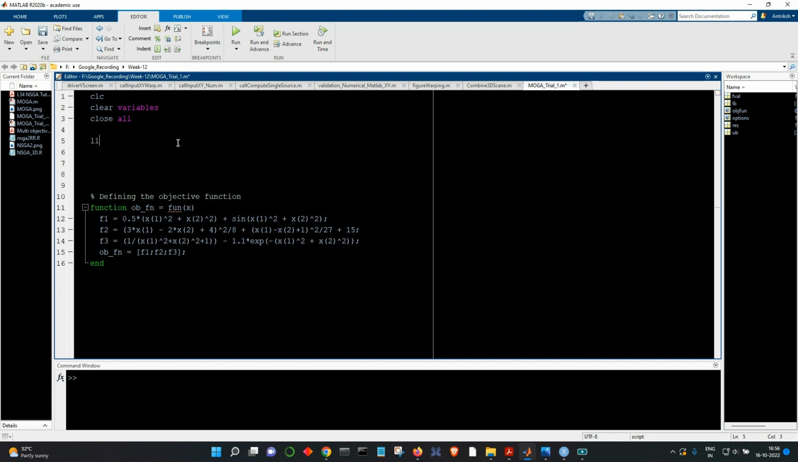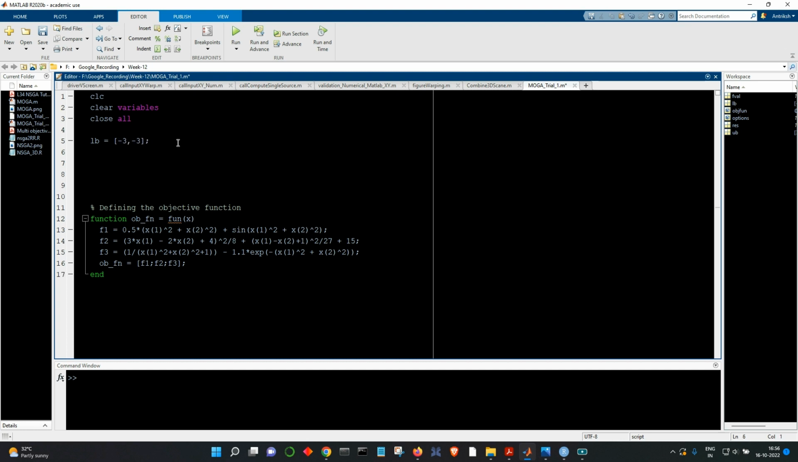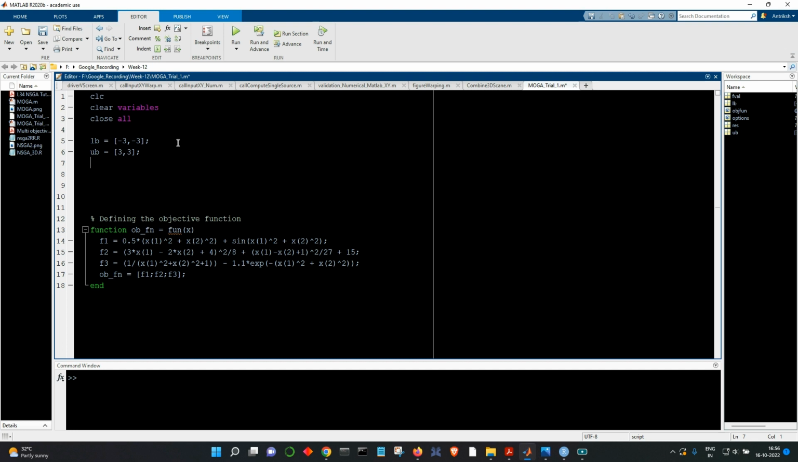So lower bound is equal to -3 comma -3, upper bound is equal to 3 comma 3, and what do we have? Objective function. We have objective function as, what is the name we have given? We have given the name func, right? So it will be at the rate func.